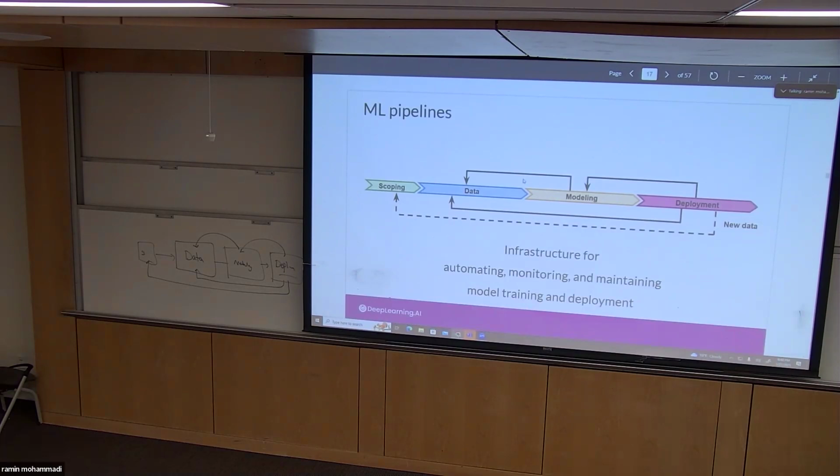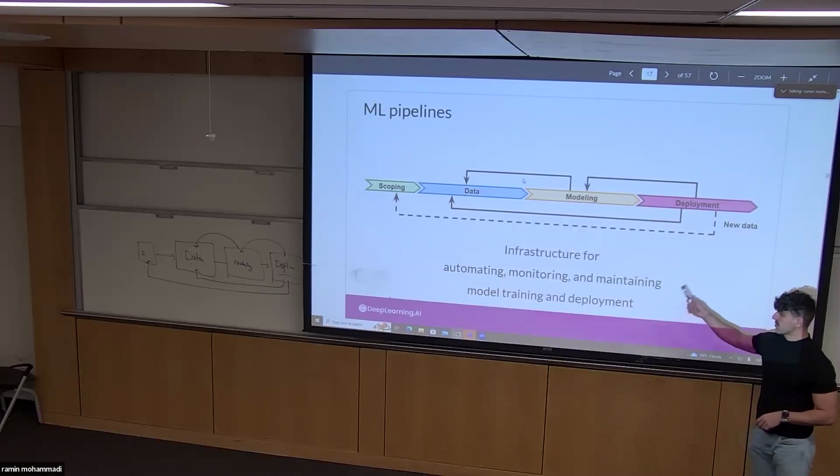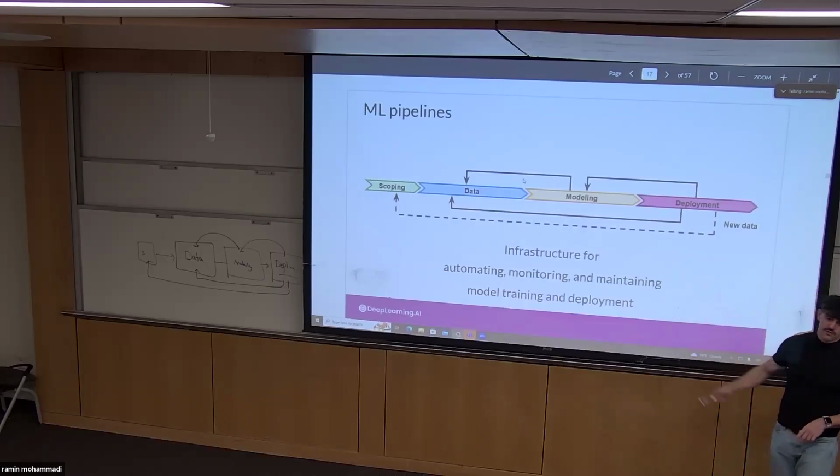So what's an ML pipeline? An ML pipeline is an infrastructure for automating, monitoring, and maintaining model training and deployment. So that becomes the definition of an ML pipeline: infrastructure for automating, monitoring, and maintaining your model training and deployment.